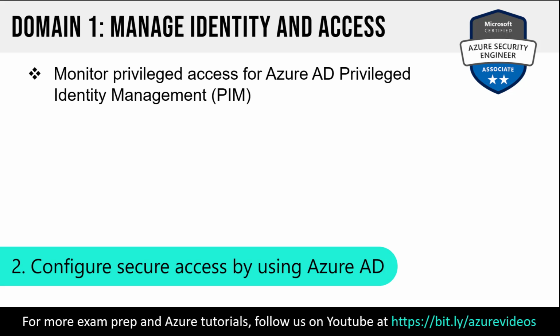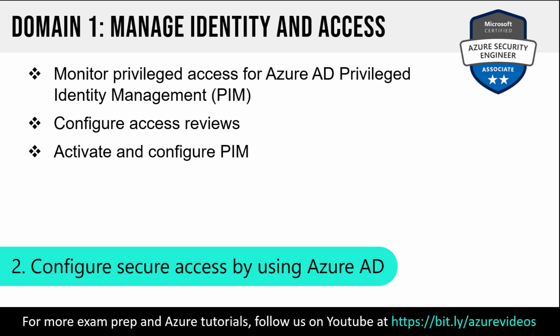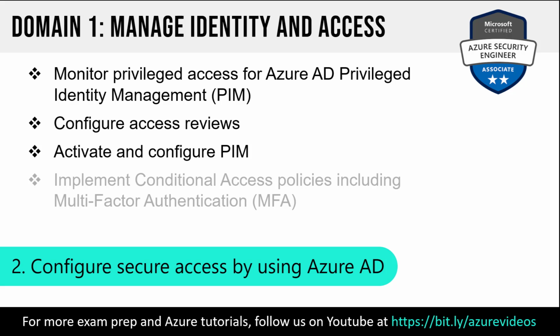So we have monitoring privileged identity management, or PIM as we call it, configuring access reviews, which is a feature within PIM, activating your available roles, your eligible roles, and configuring PIM, also potentially in scope here. Also, implementing conditional access policies, including multi-factor authentication. And notice that keyword including. That should really mean including, but not limited to, multi-factor authentication.